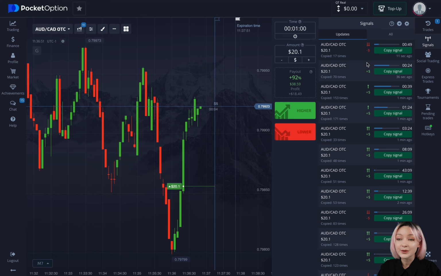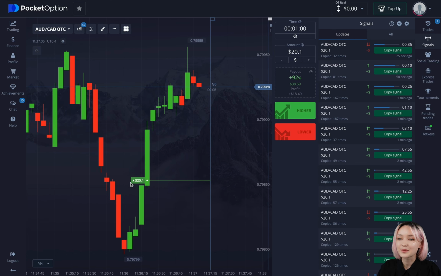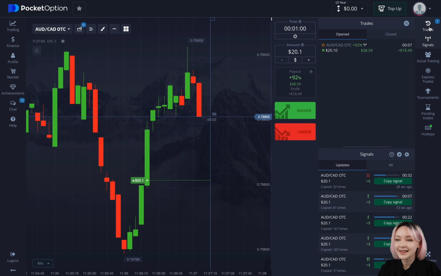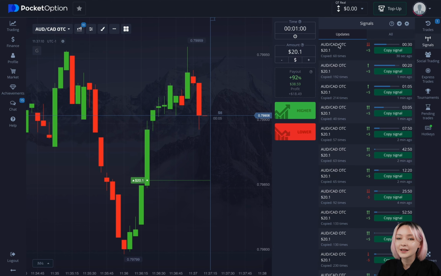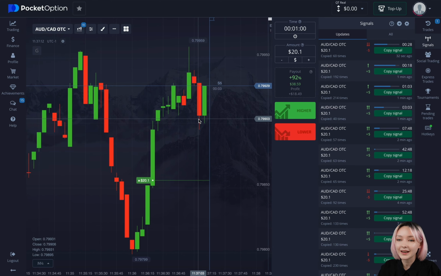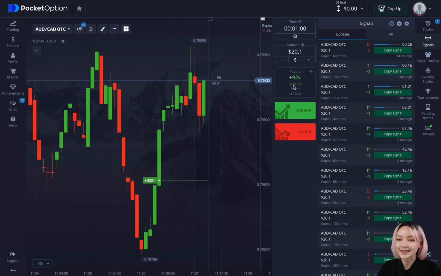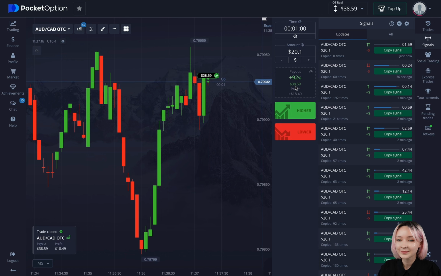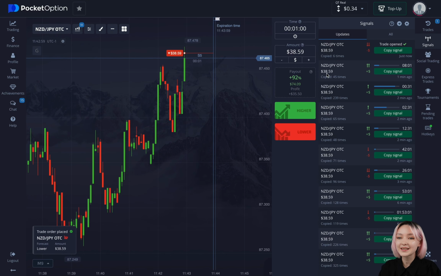This is what a losing signal looks like. It doesn't necessarily mean you won't profit off of it. It just indicates that the market has currently gone in the opposite direction of the signal. Nevertheless, the second deal is about to close. 5 seconds left. It closes in profit and we've earned $38.50. Amazing.